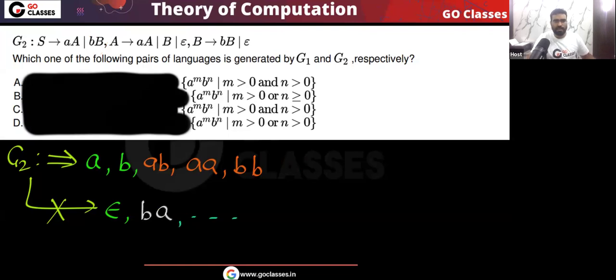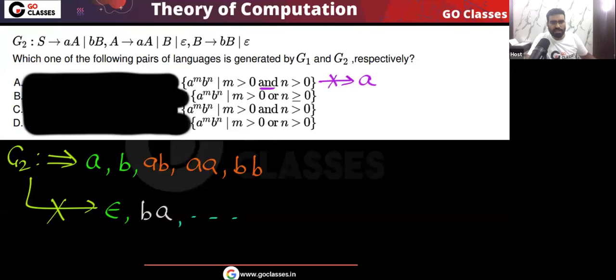Anyway, this is the idea. Now tell me which options you can eliminate. Notice what option A is saying. Option A is saying that m should be greater than 0 and n should be greater than 0. So from option A, can you ever generate string a? Tell me. In option A, do we have string a?